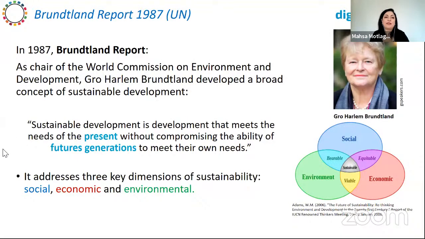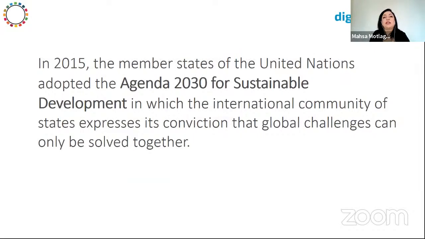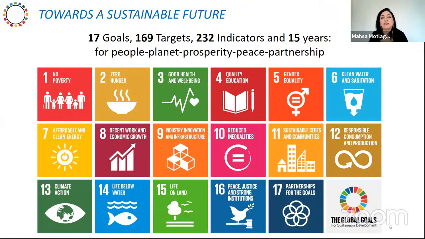Throughout time, in 1987, the Brundtland report, led by Gro Harlem Brundtland, developed the idea of sustainable development. It means meeting the needs of the present generation without compromising the ability of future generations to meet their own needs. They looked at it from the social, environmental, and economic perspectives. Building on that, in 2015, the member states of the United Nations agreed on the Agenda 2030 for Sustainable Development, an international convention on global challenges to solve them together, and came up with 17 Sustainable Development Goals, 169 targets, and 232 indicators, to be achieved in 15 years, by 2030.